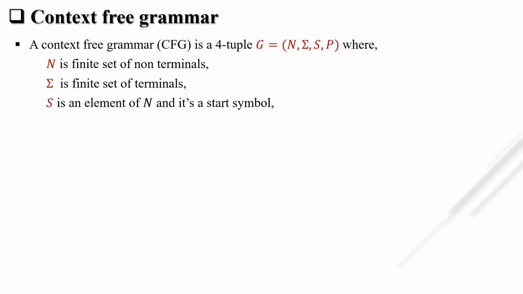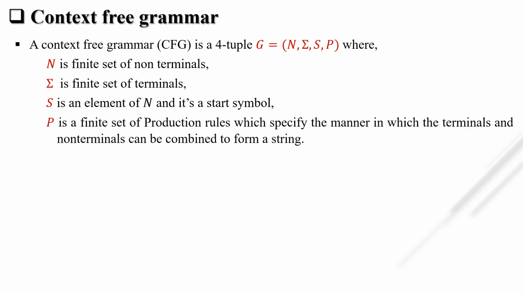Next one is capital S, that is a special symbol. It is also known as the start symbol. Next one is production, that is P. P is a set of production rules which specifies the manner in which the terminals and non-terminals can be combined to form a string. Let's understand all this with an example.